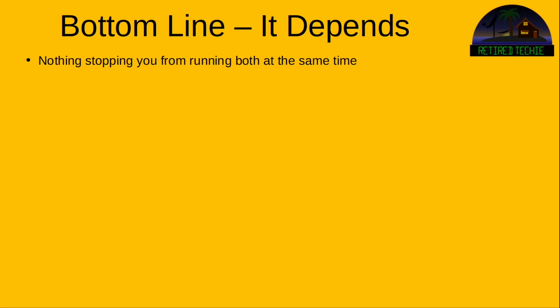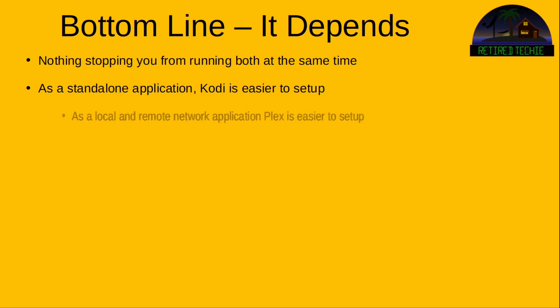As a standalone application, Kodi is super easy to set up. And if that's all you want, one computer with a media center on it, Kodi is probably the way you want to go. As a local remote network application, Plex is the easier one to set up and use. So if you want multiple applications, multiple clients to connect to your media server and you want to do it remotely, Plex is much easier to do this setup with than Kodi is.